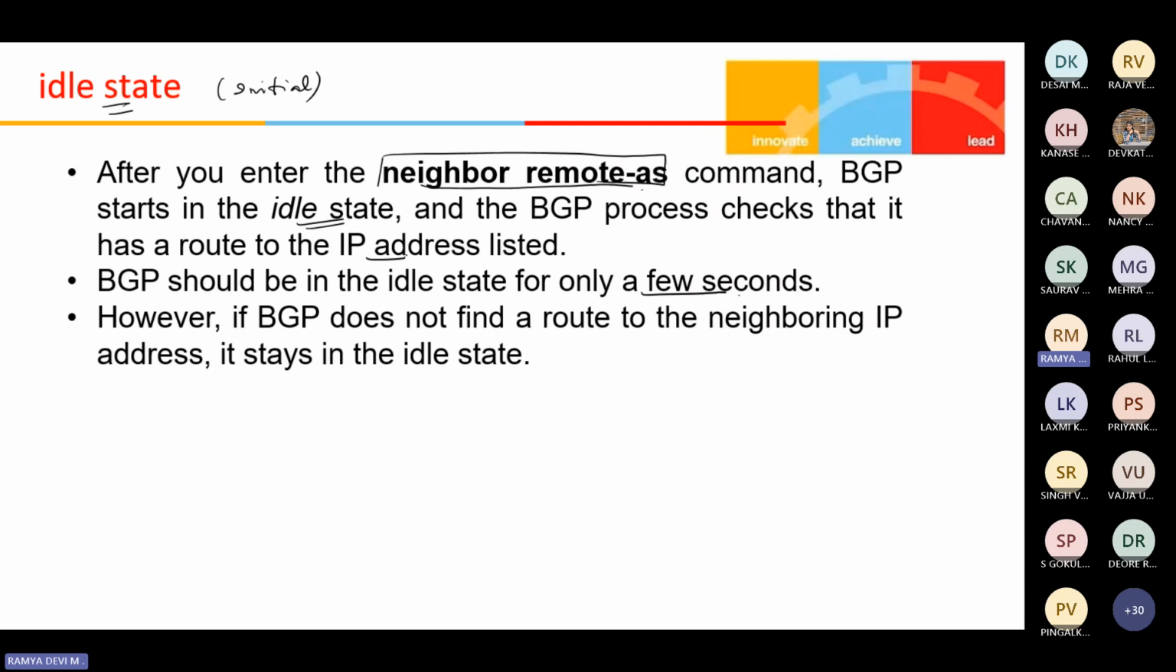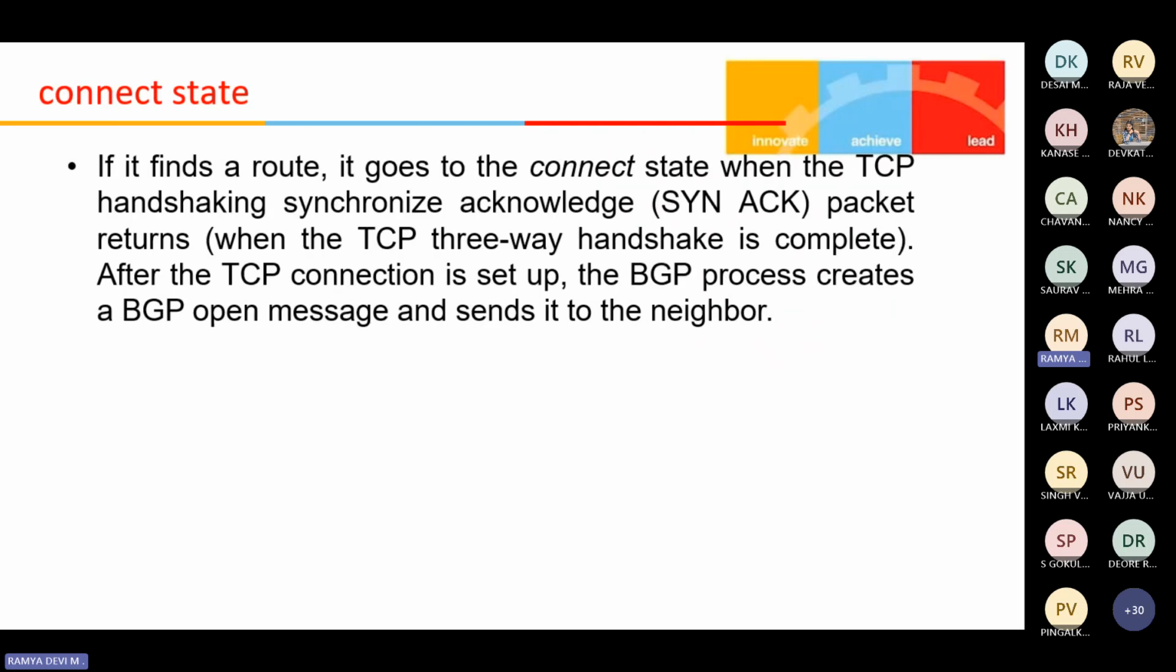It will go for a few seconds in the normal duration if it is a normal condition. If there is no valid route in the routing table, it will stay there. It will be stuck in the idle state itself. It cannot proceed to the next state. Okay, so what is the next state?